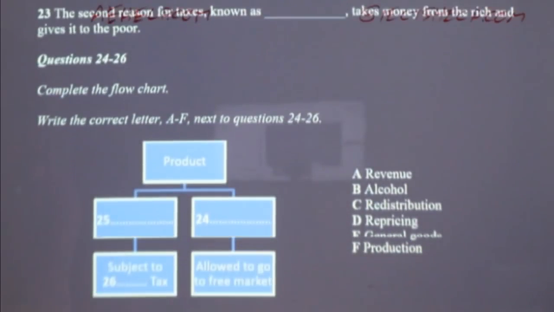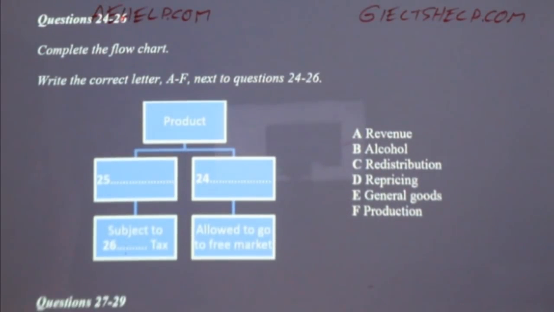Thank you, Dr. Tatum. Yes, the third main reason for taxation is called repricing, and by this we mean changing the price of a product to a different, generally higher price. This may sound quite strange, but if you bear with me, you'll see that it makes perfect sense.